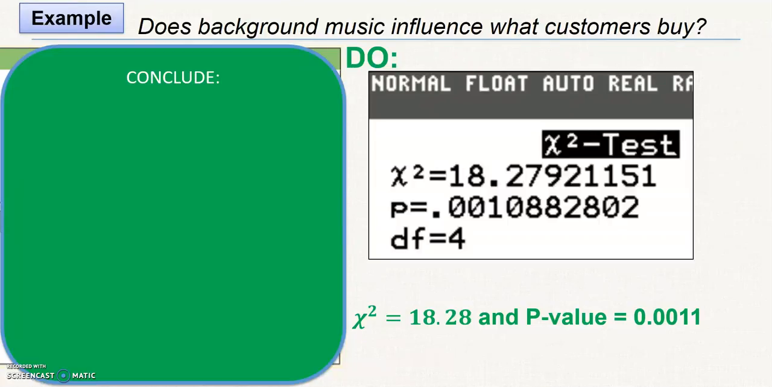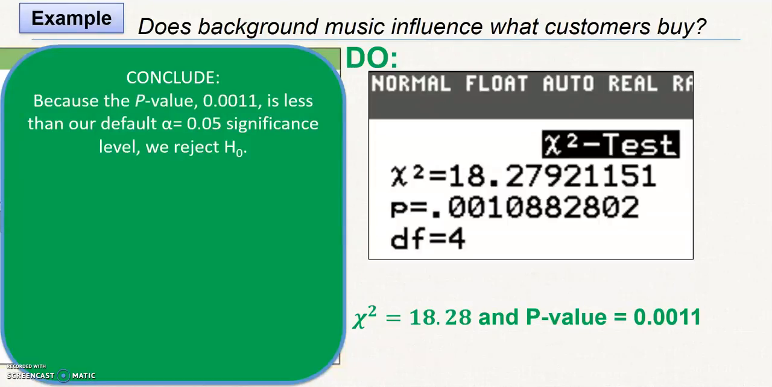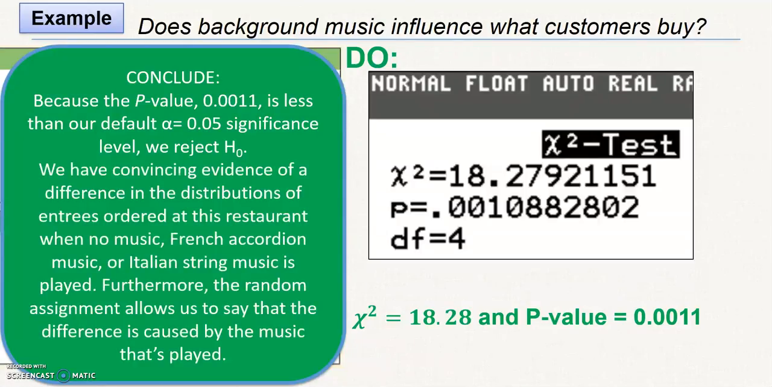So what should we conclude? Pause and think about this for a minute. Okay, same rules apply. Because the p-value, 0.0011, is less than our default alpha equals 0.05 significance level, we reject the null hypothesis. So what does that tell us? We have convincing evidence of a difference in the distributions of entrees ordered at this restaurant when no music, French accordion music, or Italian string music is played. Furthermore, the random assignment allows us to say that the difference is actually caused by the music that's played. So because this is an experiment, you have to think about that.